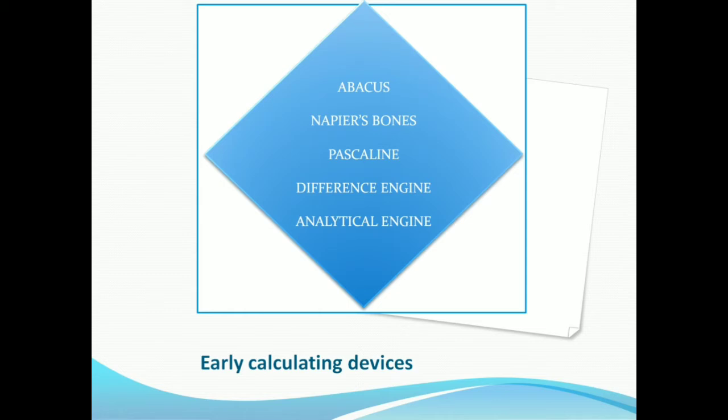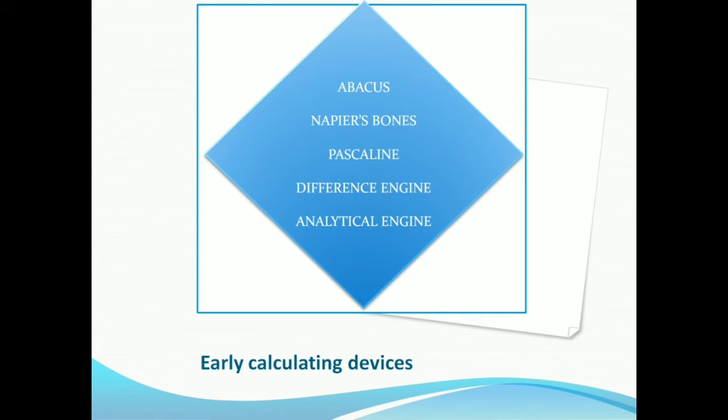First let's discuss what is abacus. The Chinese developed the abacus for counting large numbers. It was made up of a wooden frame with rods, and the abacus is known as the first calculating device. It was also used to perform basic calculations such as addition, subtraction, division and multiplication.